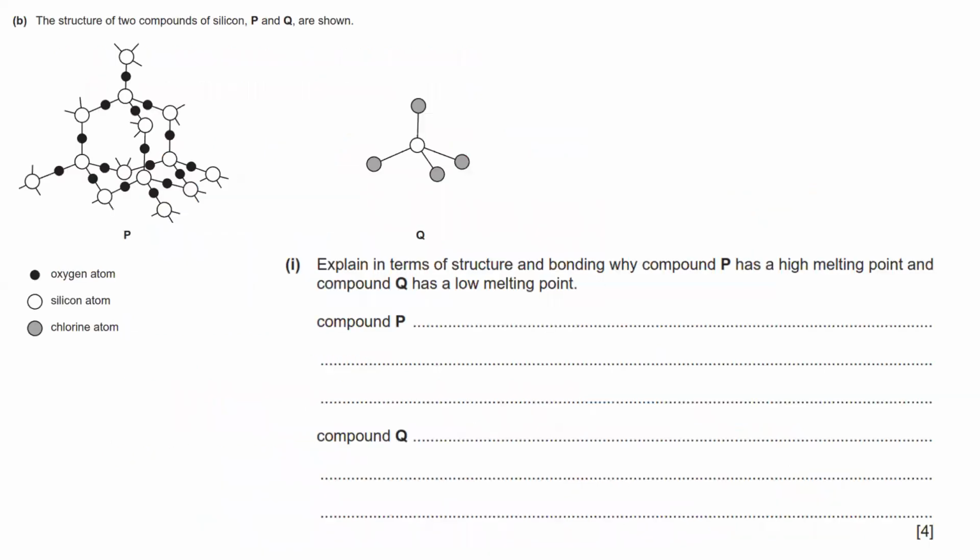Next part, question number 10, part B. It says give a structure of these compounds P and Q. So oxygen, silicon, and chlorine are the atoms here. This is my silicon. This is chlorine, this is chlorine, this is chlorine, this is chlorine. Okay. Explain the structure and bonding why compound P has a high melting point and compound Q has a low melting point.